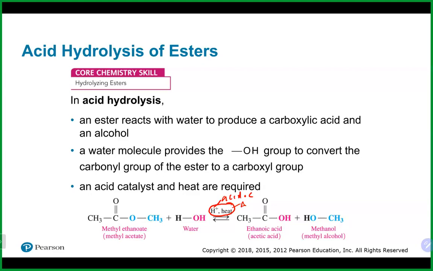So what happens when we do acid hydrolysis is the water molecule will help us rebuild both parts of the ester. So in acid hydrolysis, you will get back your carboxylic acid, completed, and you'll also get your alcohol back.